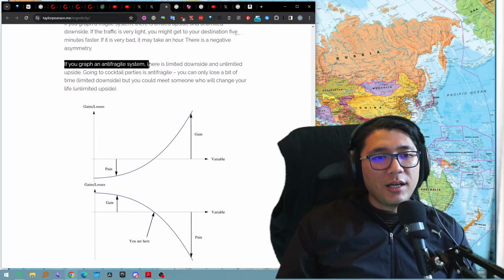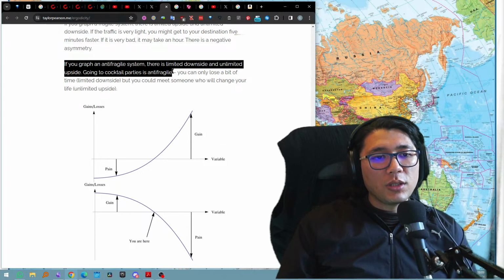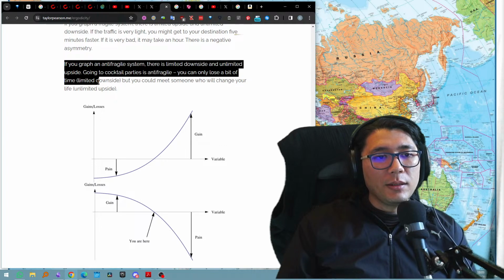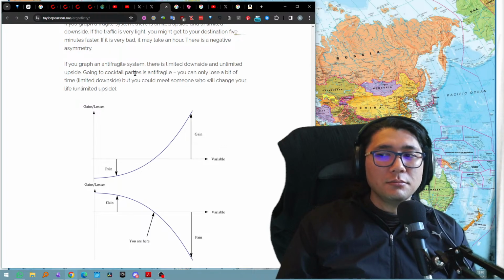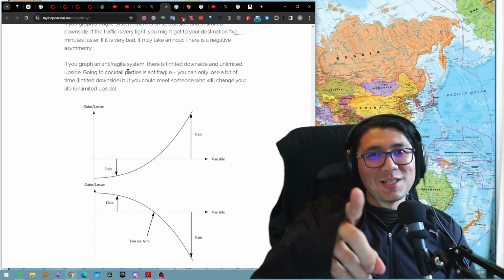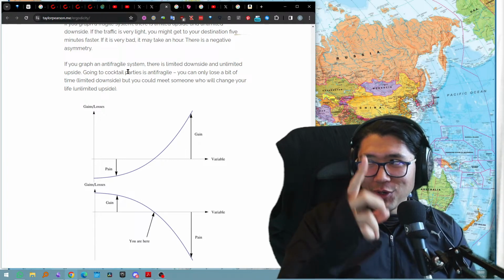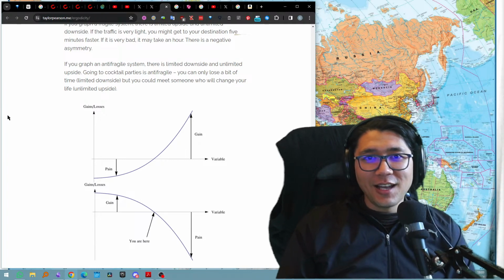If you graph an antifragile system, there is limited downside and unlimited upside. Going to cocktail parties is antifragile. You can only lose a bit of limited time, limited downside, but you could meet someone who will change your life, unlimited upside. Interesting. I guess that's the argument in favor of partying and the nightlife and all that.